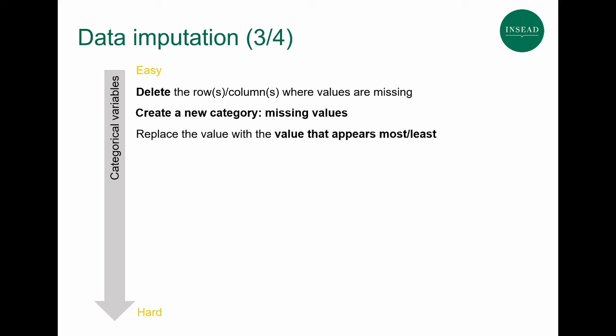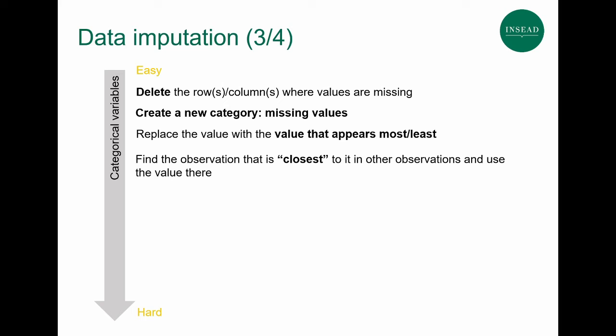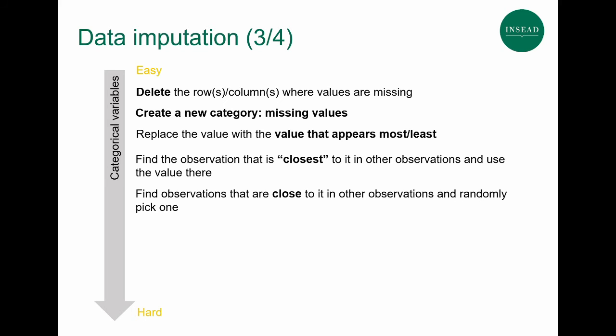You can replace the value with the value that appears the most or the least. You can find the observation that is closest to it within other observations, exactly like we did for numerical variables, and use the value that's there. Finally, you can find observations that are close to it in other observations, so the same kind of thing as before, and randomly pick one. And finally, you can run what we call a classification algorithm on these rows. That's the hardest option, the one that's the less trivial to run.